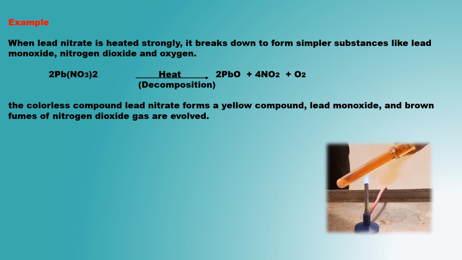We can carry out the decomposition reaction of lead nitrate in the laboratory as follows. Take about 2 grams of lead nitrate powder in a boiling tube. Lead nitrate is a colorless compound. Hold the boiling tube in a test tube holder and heat it over a burner. Brown fumes of nitrogen dioxide gas are evolved which fill the boiling tube. If a glowing splinter is held over the mouth of the boiling tube, it catches fire and starts burning again. This shows that oxygen gas is also evolved during this reaction. A yellow solid is left behind in the boiling tube.